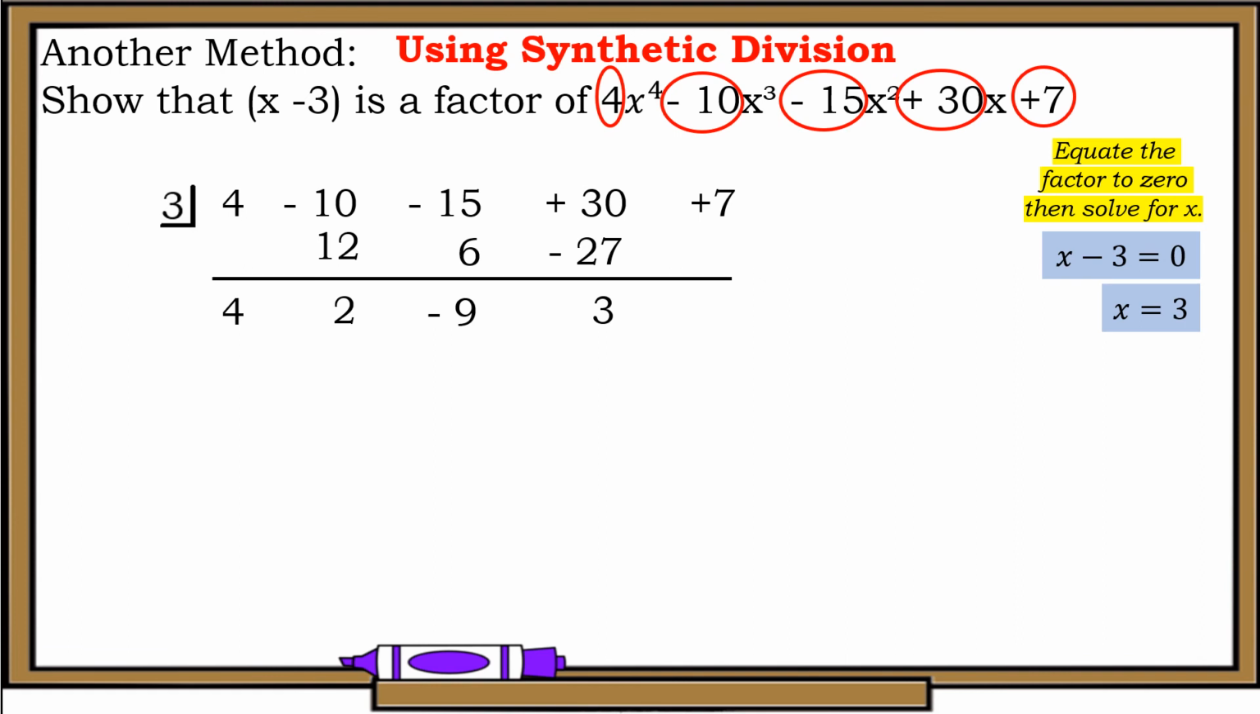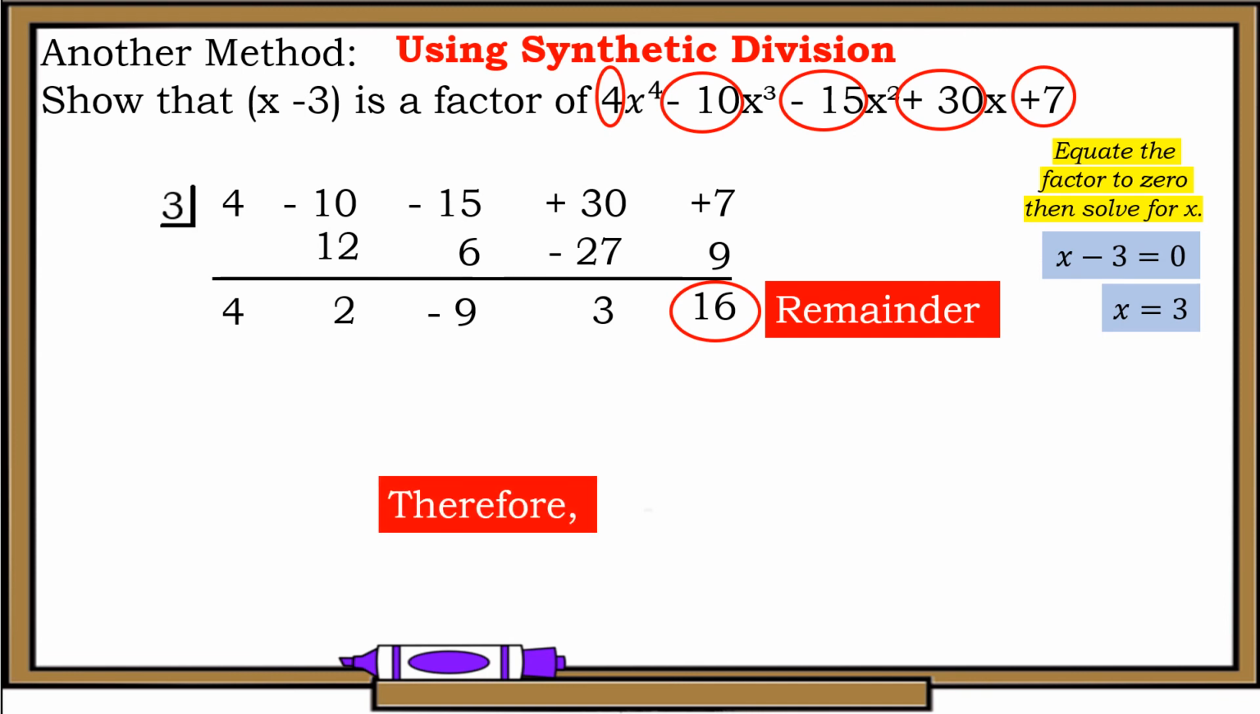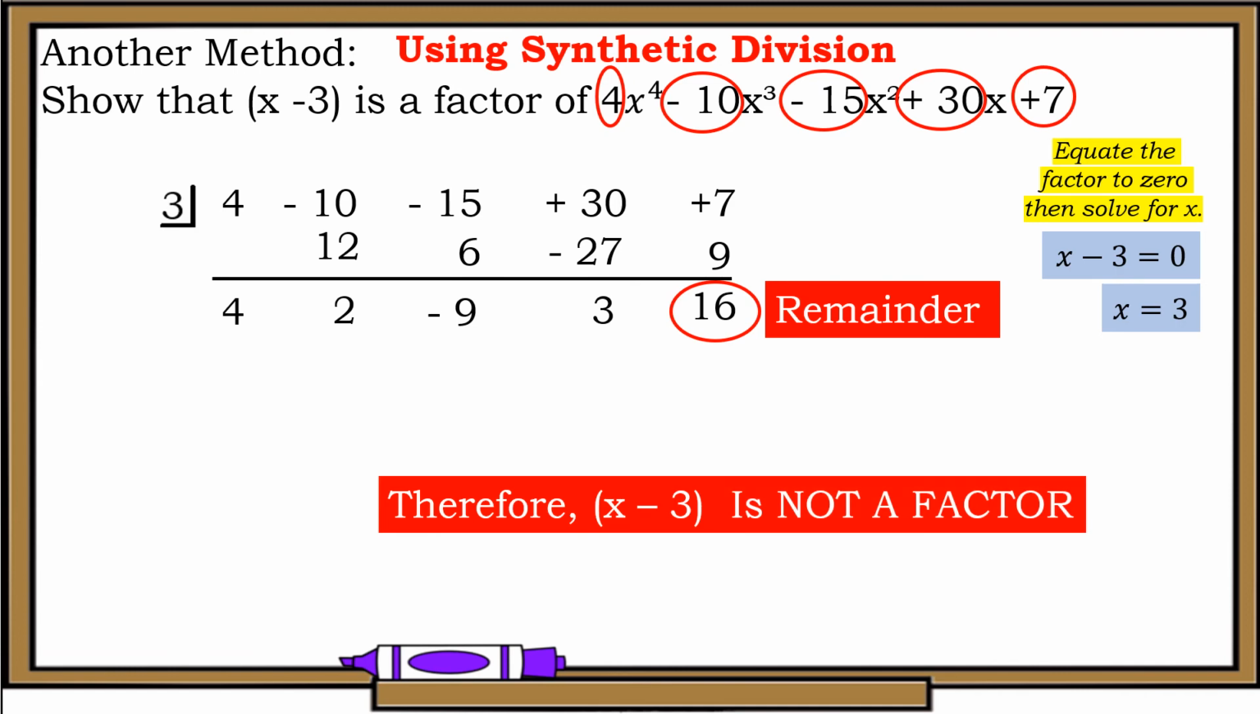Then multiply again. 3 times 3, 9. Combine mo, 7 plus 9, 16. So, ano yung remainder natin kanina? Diba 16 din? So, 16 is the remainder. So, pag merong remainder, ibig sabihin, x minus 3 is not a factor.